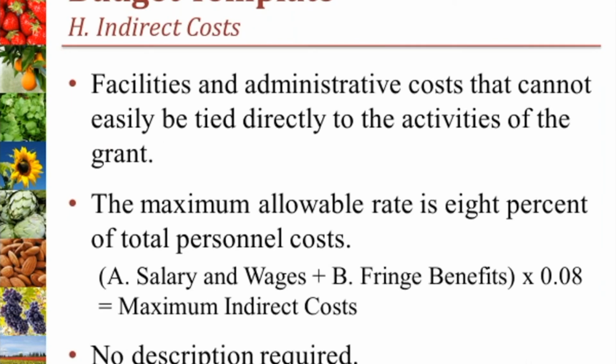Category H is where you will indicate the amount of indirect costs requested for your project. Remember that indirect costs are the facilities and administrative costs that cannot easily be tied directly to the activities of the grant. The maximum allowable indirect rate under SCBGP is 8% of total personnel costs. To calculate this amount, add Category A, salary and wages, plus Category B, fringe benefits, and multiply the total by 0.08. The amount you list under Category H cannot exceed this number. For this budget category, no description is required.